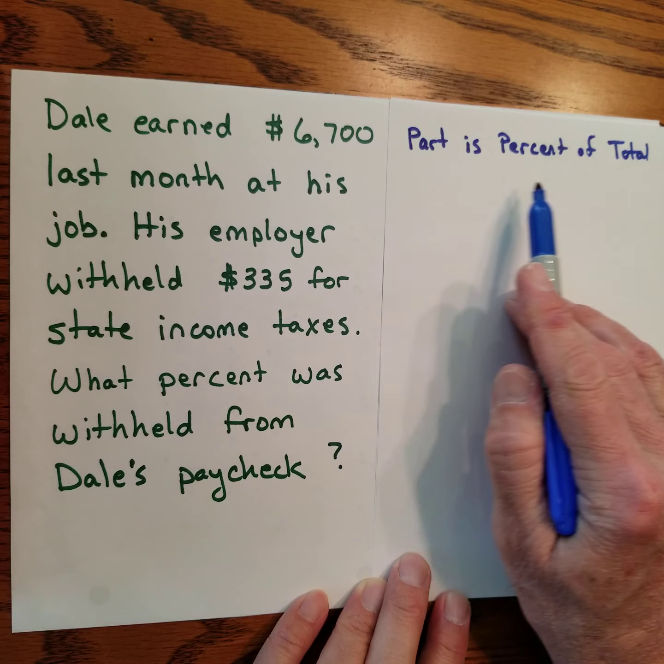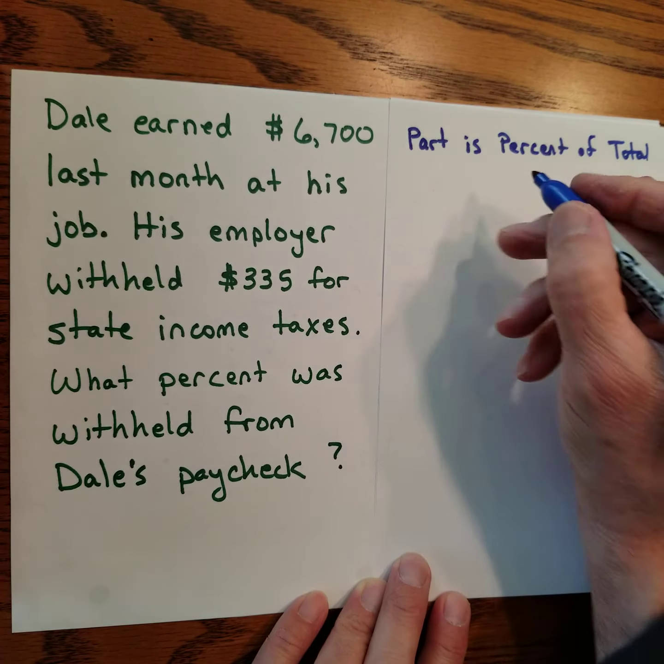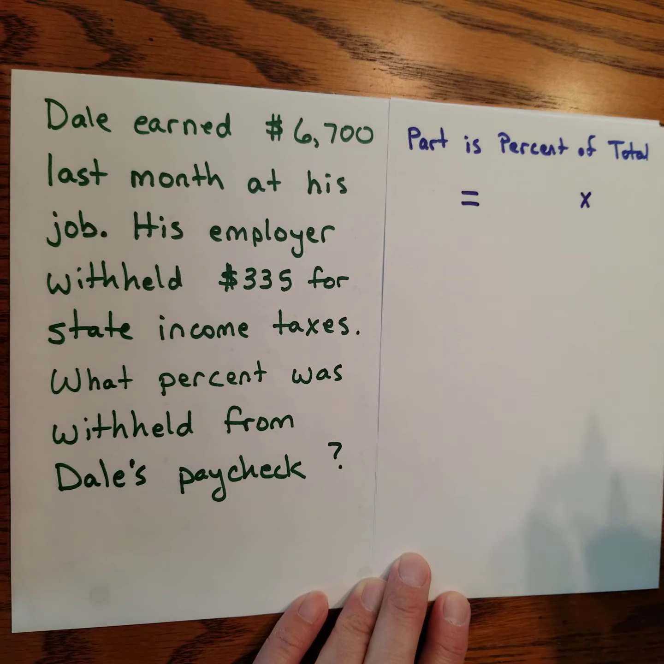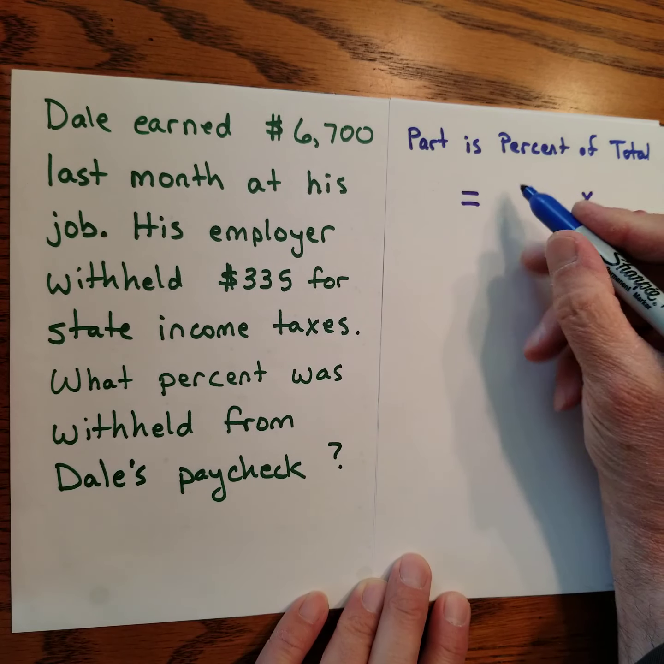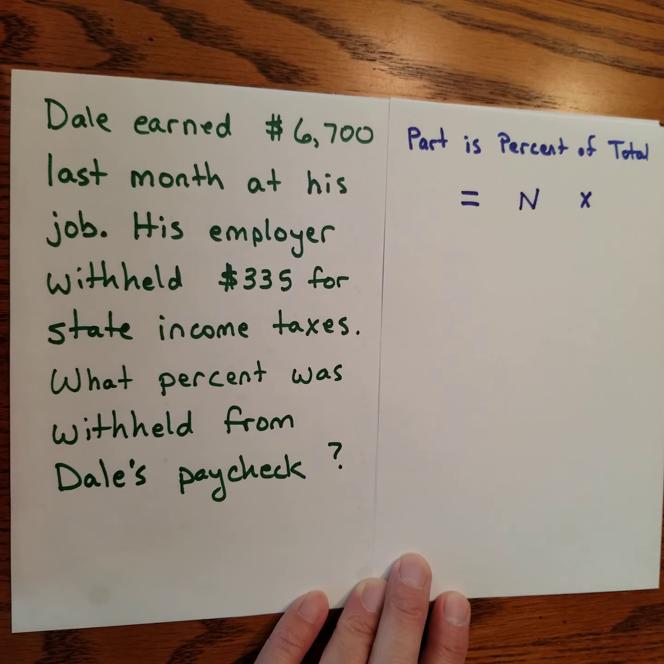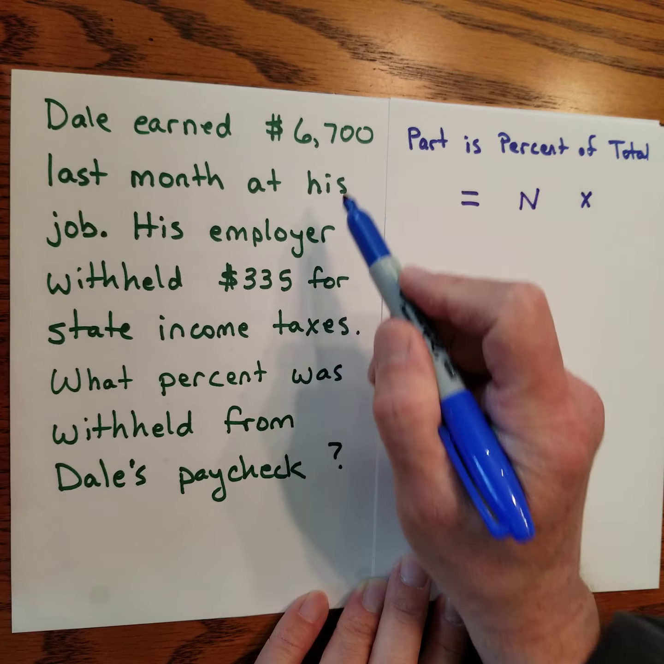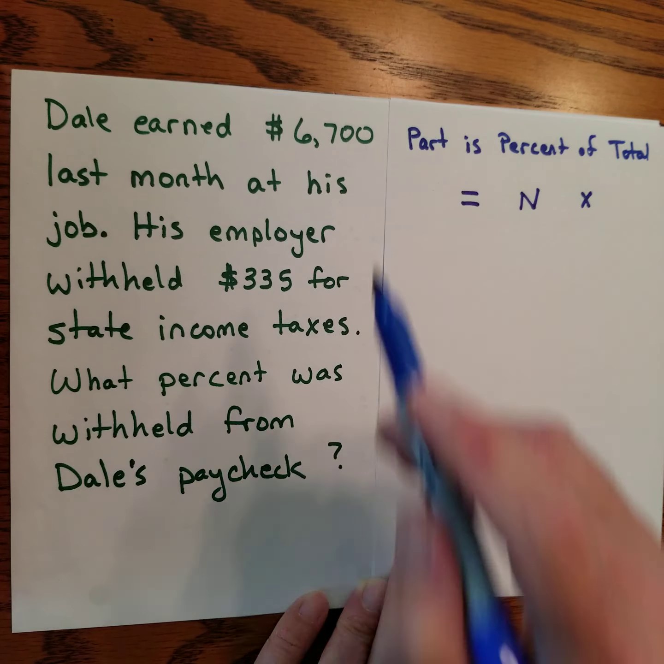Let's see if we can fill in the formula. Part is percent of total. I know is equals. Of is times. Look at the question. What percent was withheld? We're looking for the percentage. I need the part and I need the total. Which one of these two numbers is the total of Dale's paychecks?